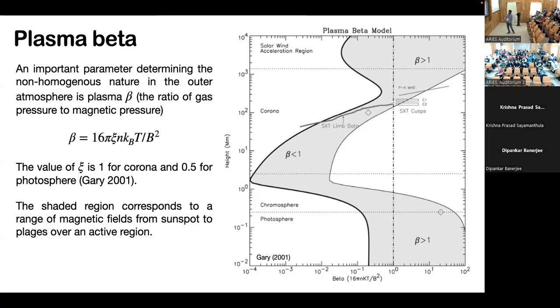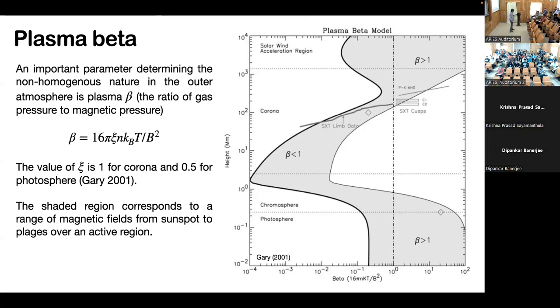But anyway, the point here is this thick solid line. This plasma beta is dependent on the gas pressure and magnetic pressure. So essentially, you have a magnetic field squared here, right? You have a B squared here.